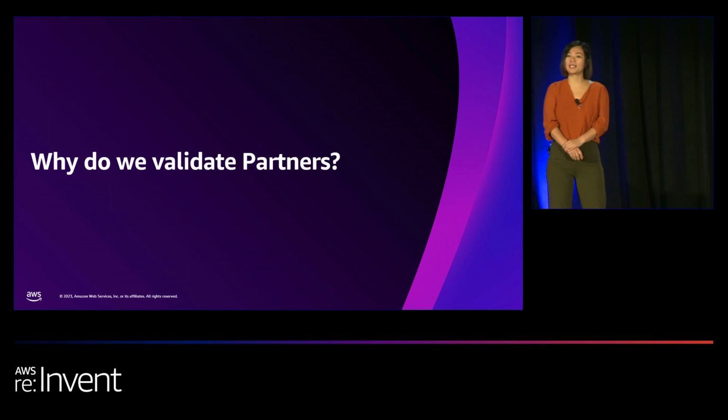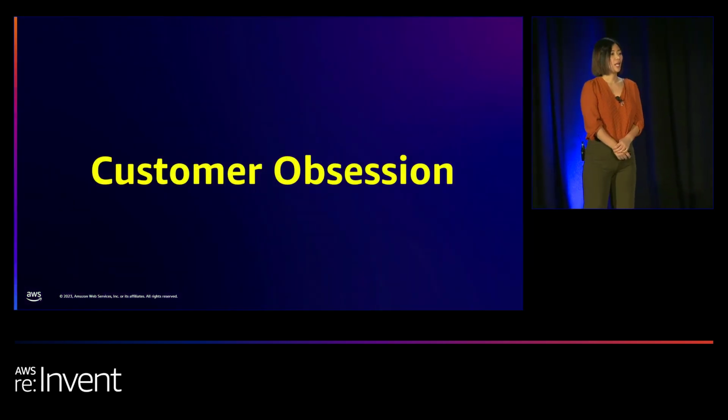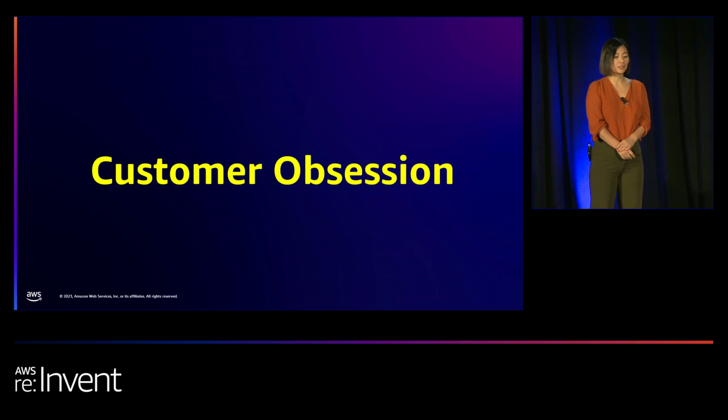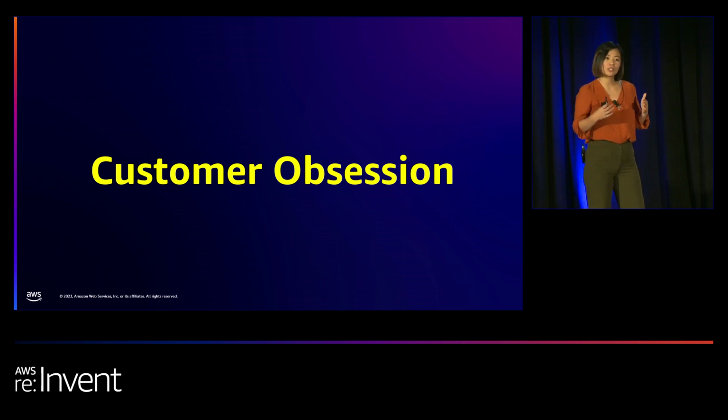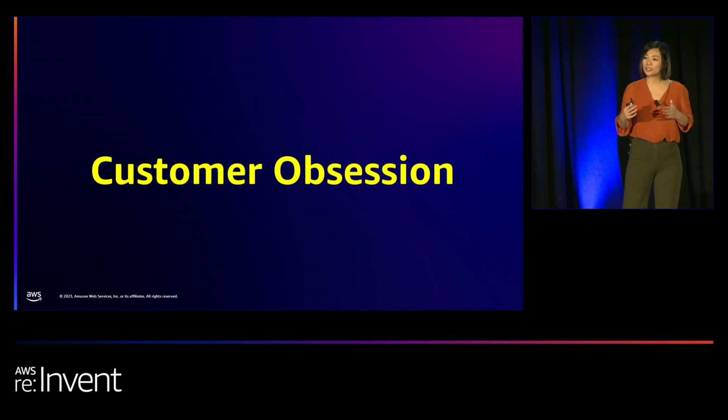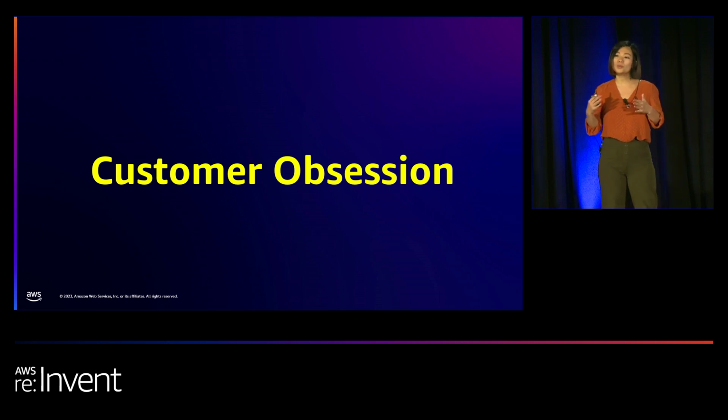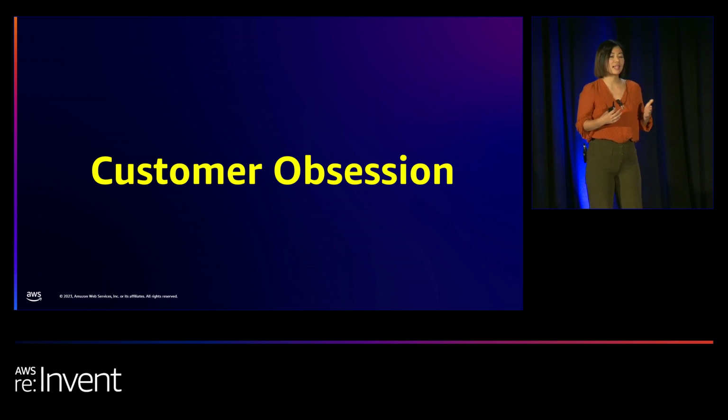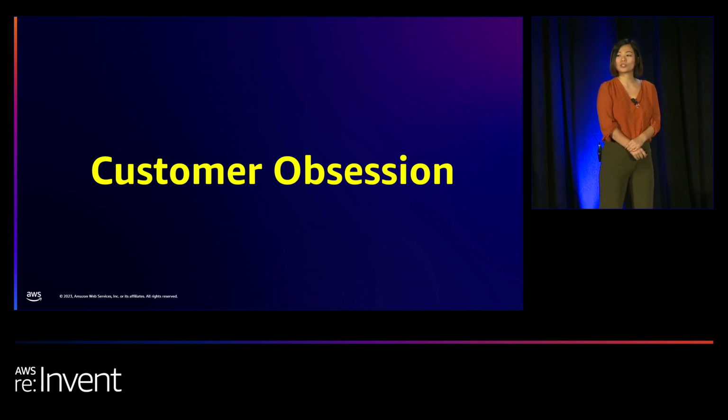So why do we validate partners? The most important reason is customer obsession. We want to reduce the risk associated with AWS customers. We want to make sure they have a secure configuration of their AWS account. We want to make sure customers have a resilient architecture built for that workload. We also want to save time for customers when they're searching for which company to partner with for their use case, so that we know they're in good hands when they choose AWS validated partners and solutions.